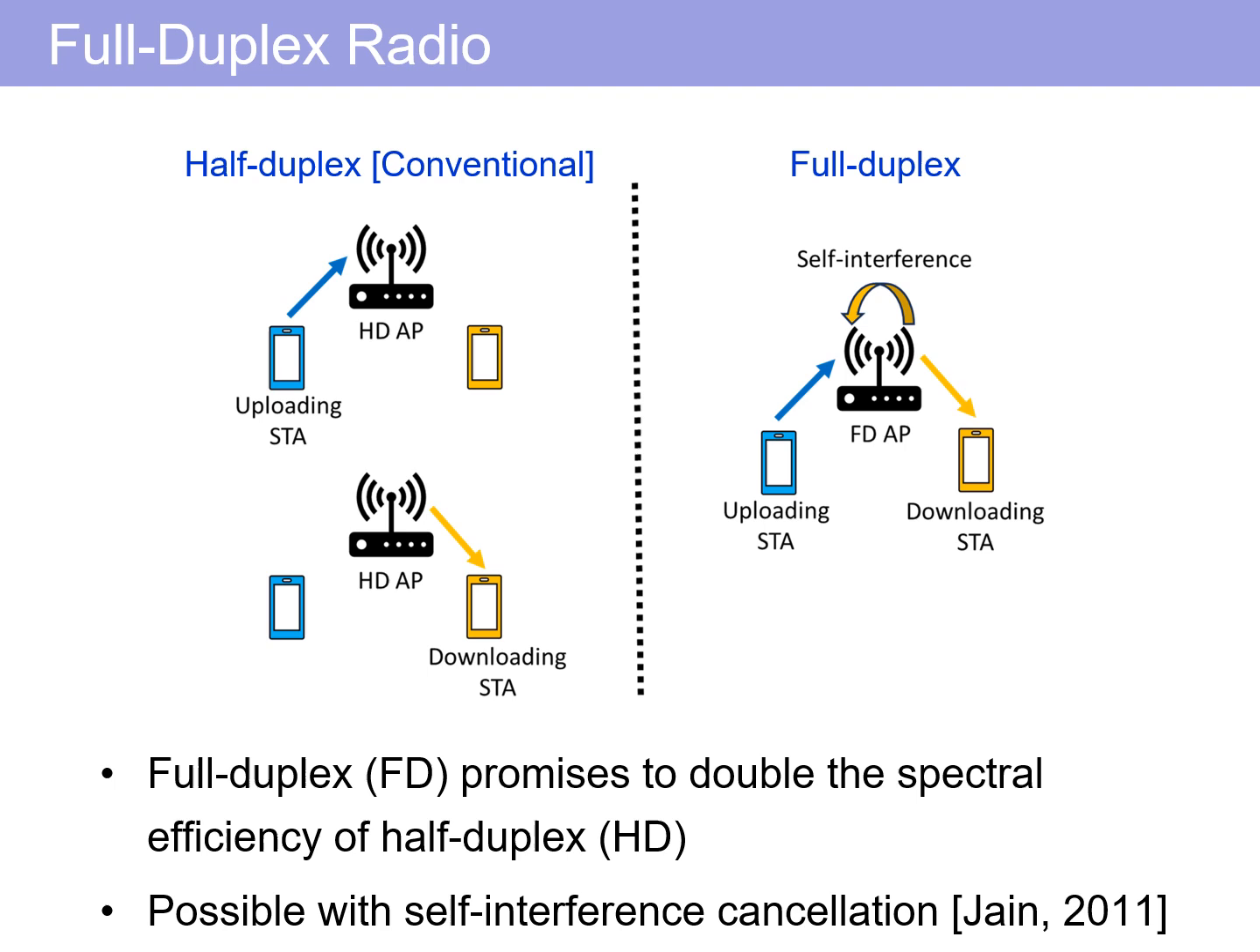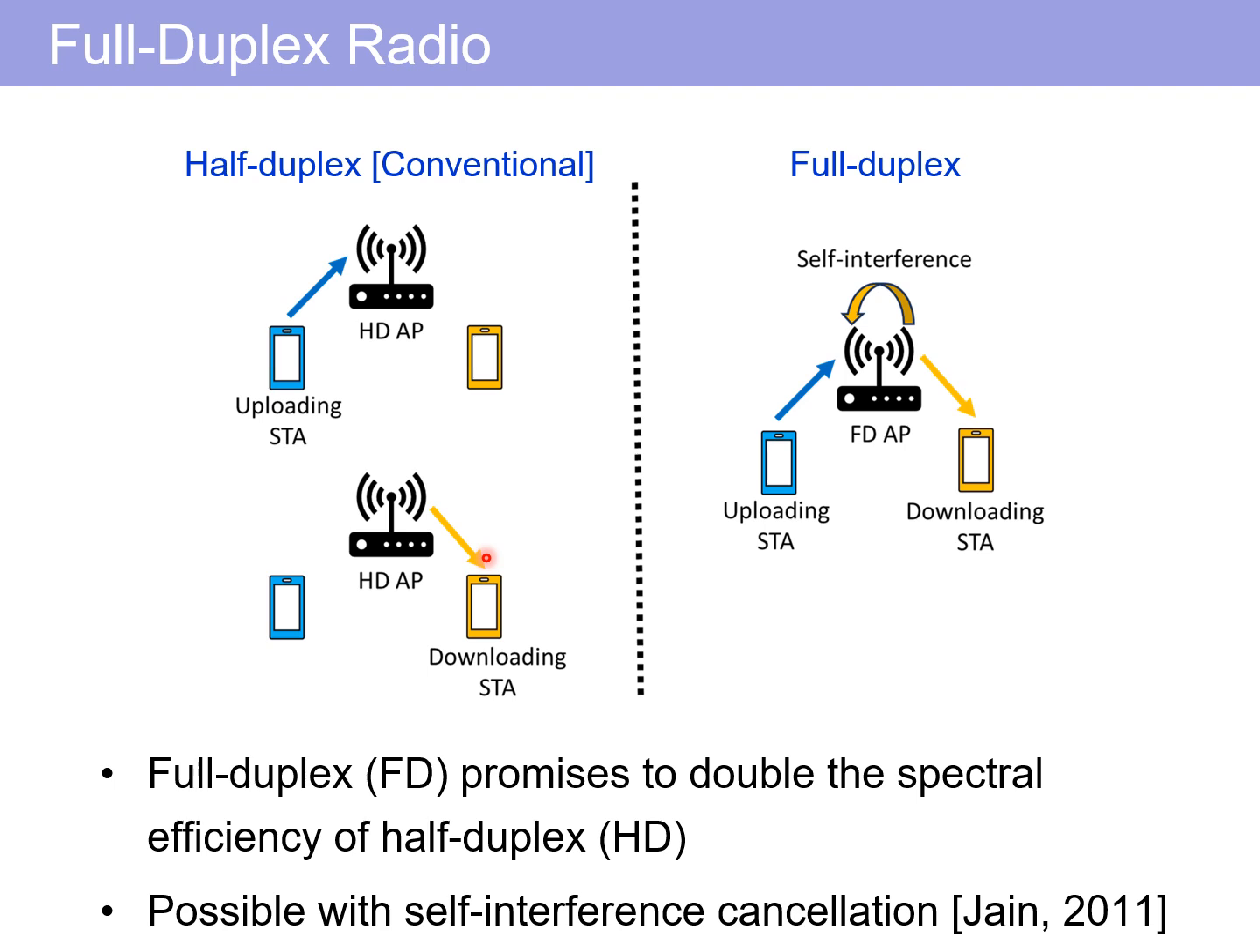In conventional wireless networks, the devices are half-duplex. In other words, they can transmit or receive data but not do both simultaneously. For example, in the figure on the left, the access point is half-duplex. In the first time instant, it is receiving data from an uploading station, and in the second time instant, it is transmitting data to a downloading station.